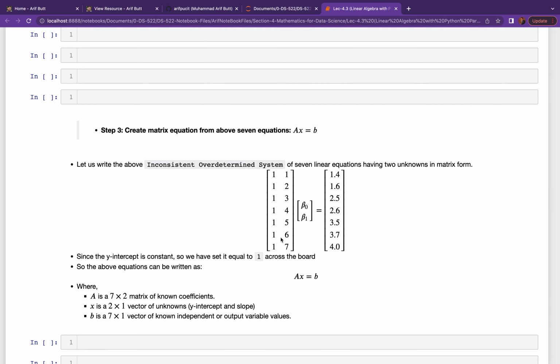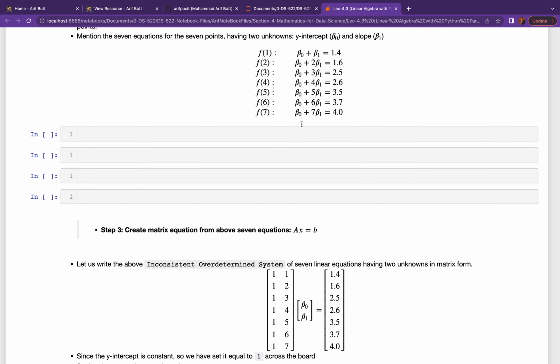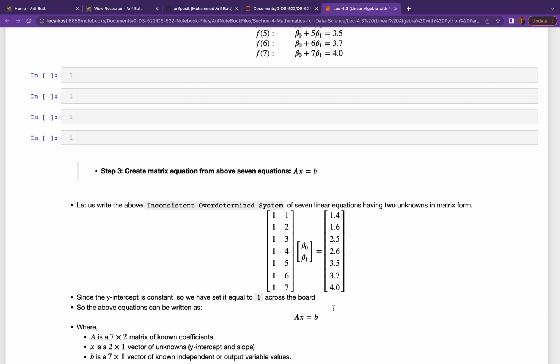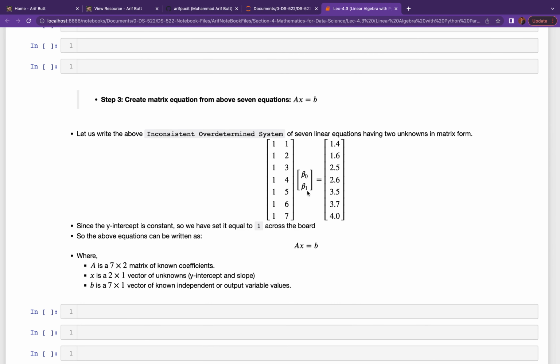Step 3 is that we always write these 7 equations in the matrix form. So these are the 7 equations. We can write them in matrix form, you see. These are the coefficients of the 2 variables. These are the 2 unknowns and this is the output. So this is the matrix A, this is the vector X and this is the vector B.